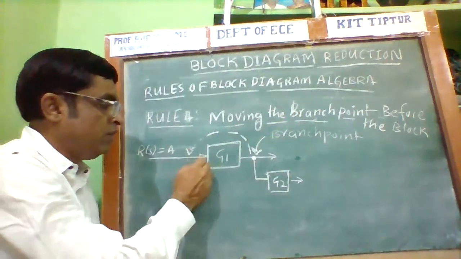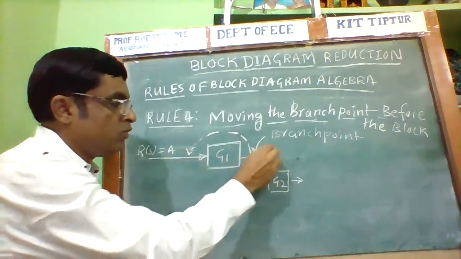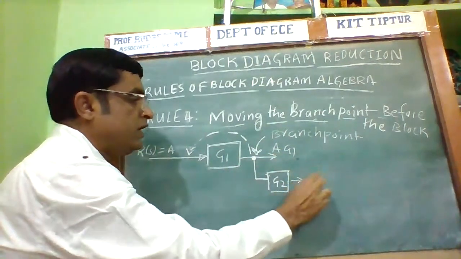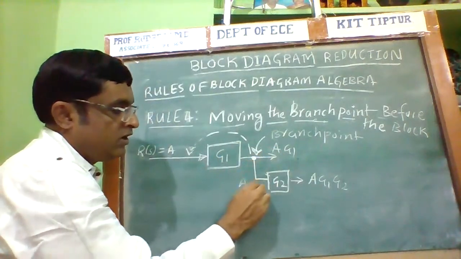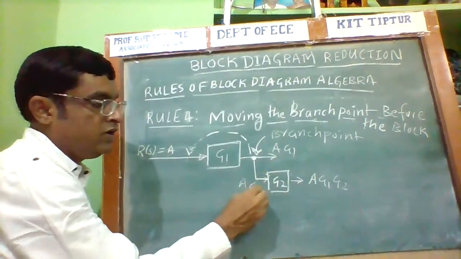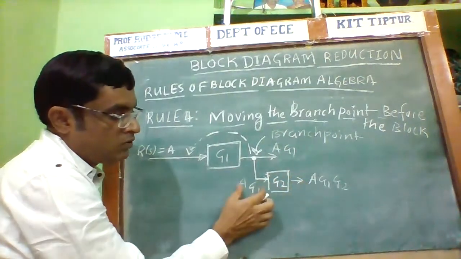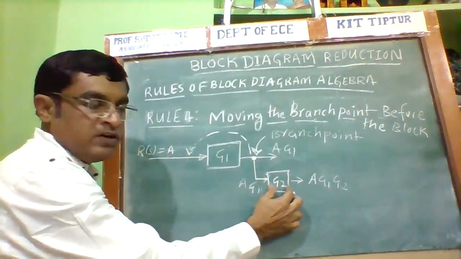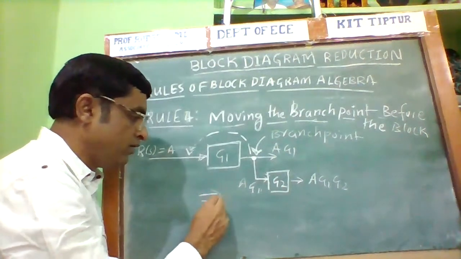Suppose R(S) is equal to A, the input, and the output is equal to A into G1. Similarly, here what I should expect is A into G1 into G2. Here A into G1, the same signal appears. Therefore, the input for the block is A into G1, and the output of the block is equal to input into the transfer function. Therefore, the input is A into G1, the transfer function is G2, so similarly A into G1 into G2. I should get the same result.